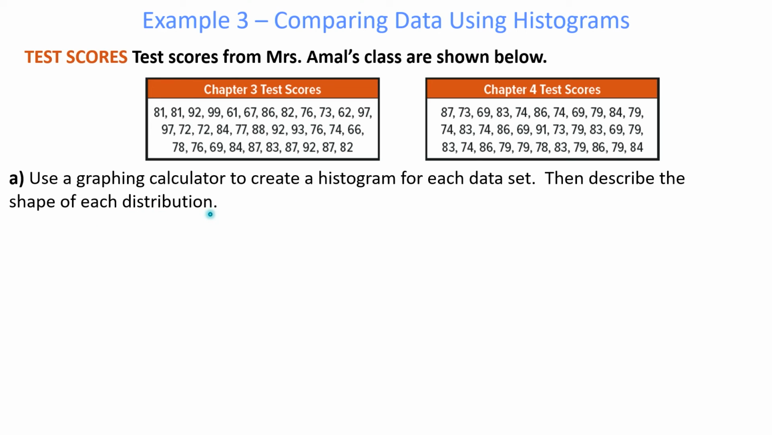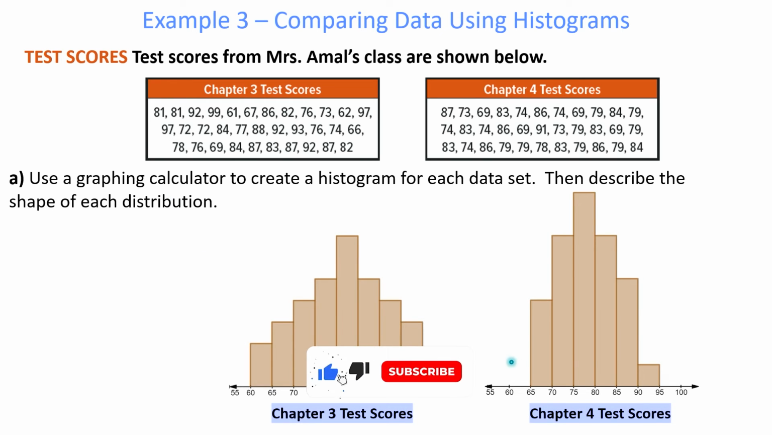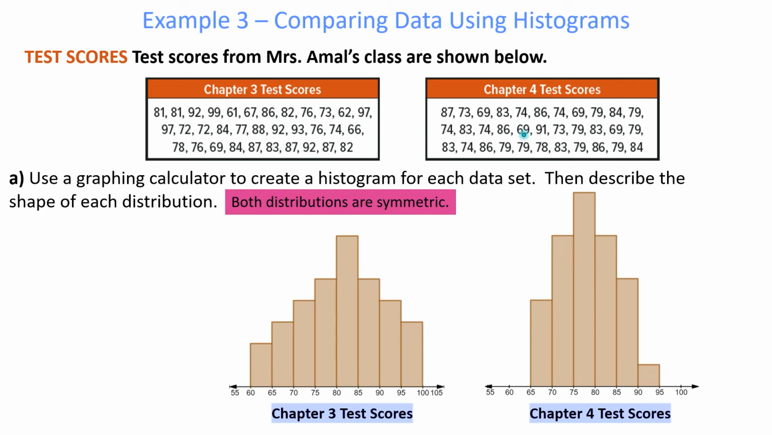Now, whether you use a graphing calculator or a graphical software, your histograms should look like below. You can see that the width of the bins are 5. Now, if we look at these two distributions, we can see that it indicates that the distributions for both of these two datasets are symmetric.